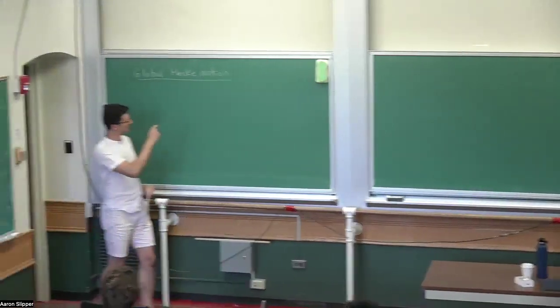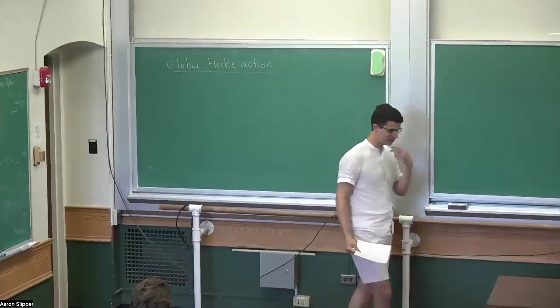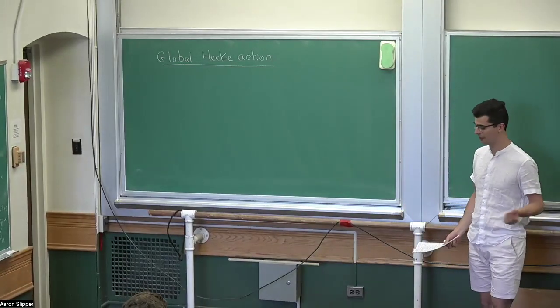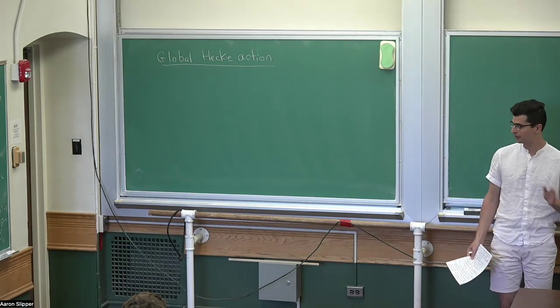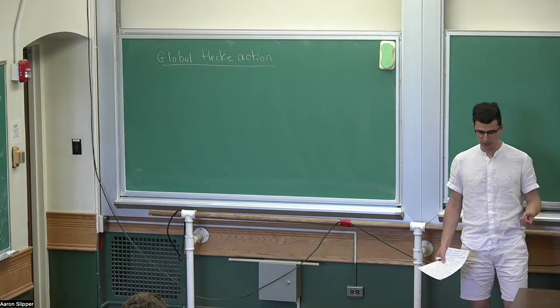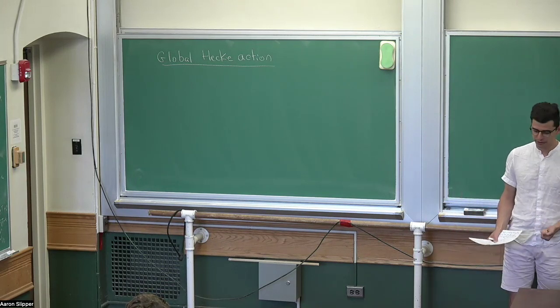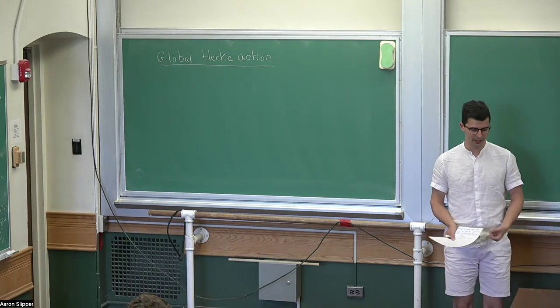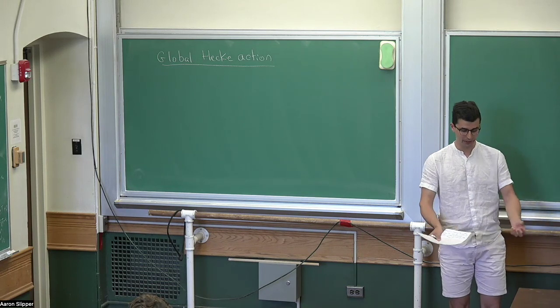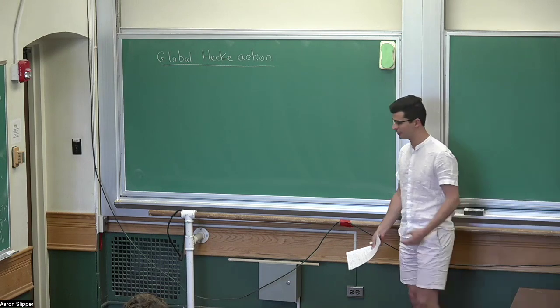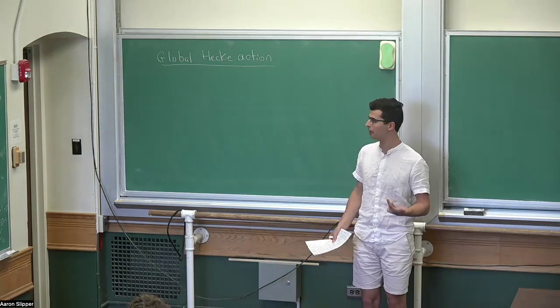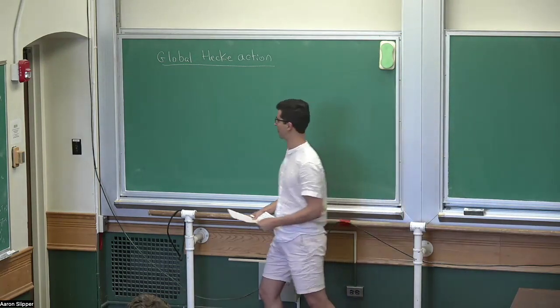Okay, so what is the global Hecke action? Recall from Aaron's talk, we found that there was an action of reductive on sheaves on BunG, and this was done sort of pointwise. What we're going to do is explain how to extend this action along the entire curve X. The way we'll do this is by a chiral homology type of argument.